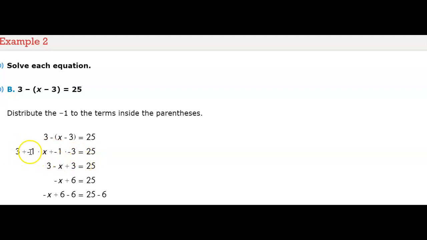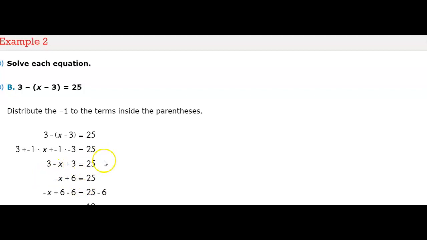And then we combine them. So we have negative 1 times x is negative x. And then negative 1 times negative 3 is positive 3. So now we combine the 3 and the 3. We get 6. So we have negative x plus 6.